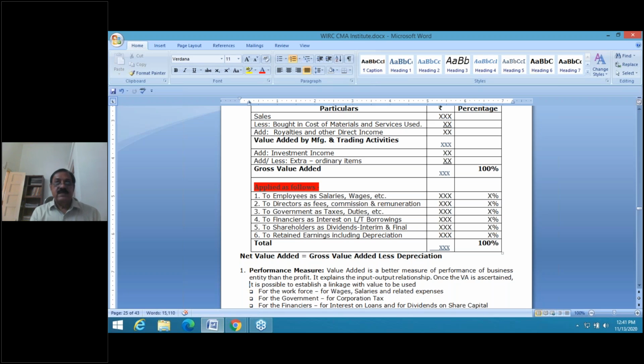This is not mandatory, friends. Remember, no company is required to prepare this value added statement. It is simply voluntary, not mandatory. There is no Ind AS or guidance note on this also, so this format can also be changed. There is no specific format on this also.